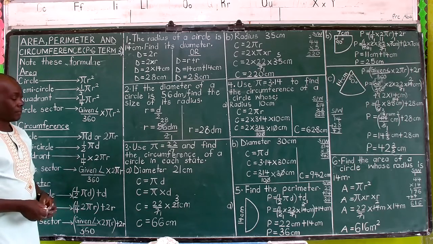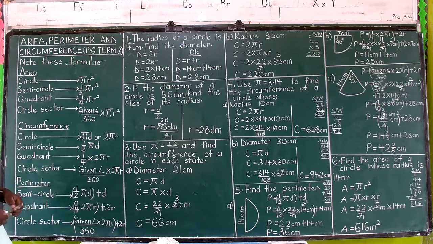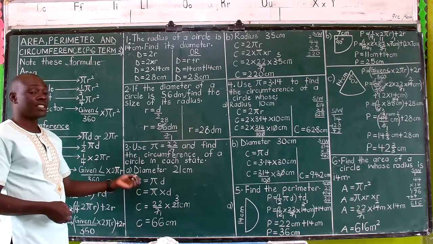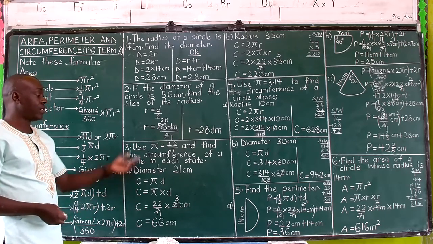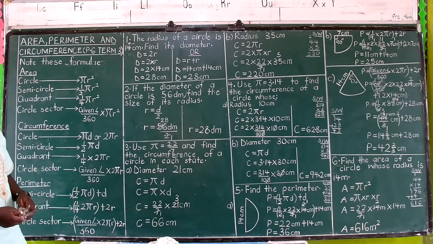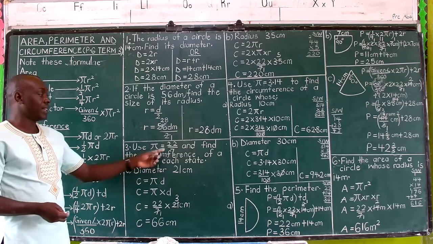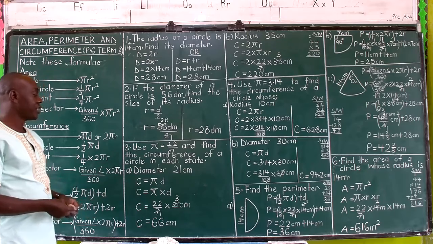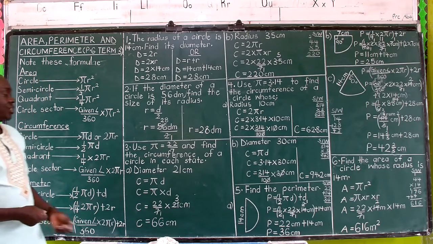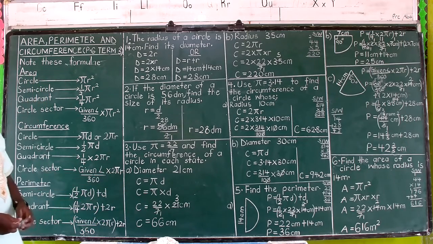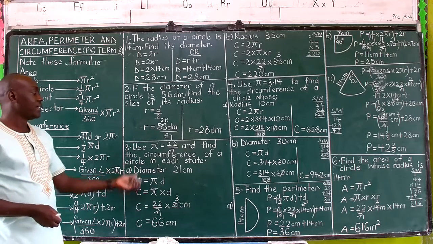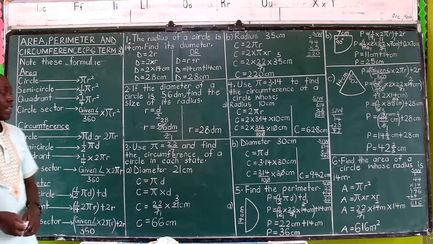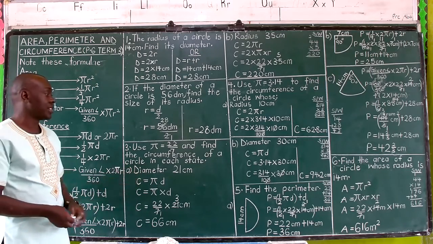So do we use them in number 3? Use pi. Told you pi is ever constant. Now they are dictating, that is the examiner tells you to use pi as 22/7 and find the circumference of a circle in each case. Now part A, find the circumference of a circle whose diameter is 21 centimeters.